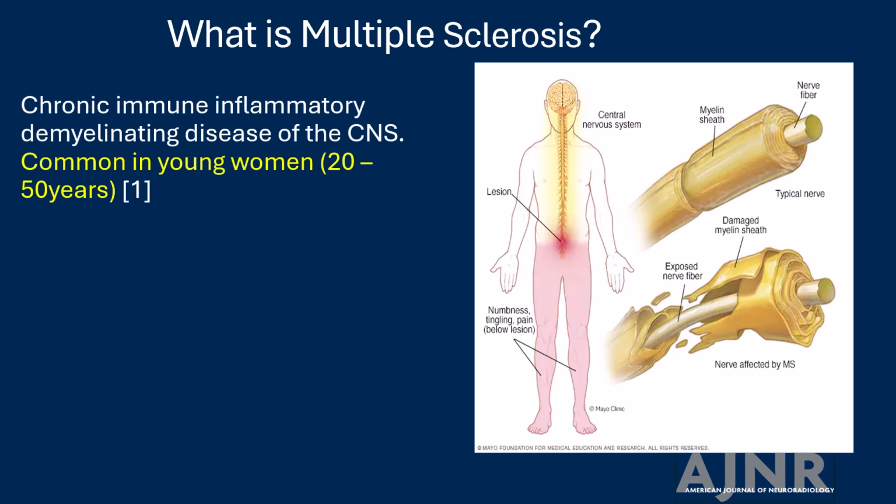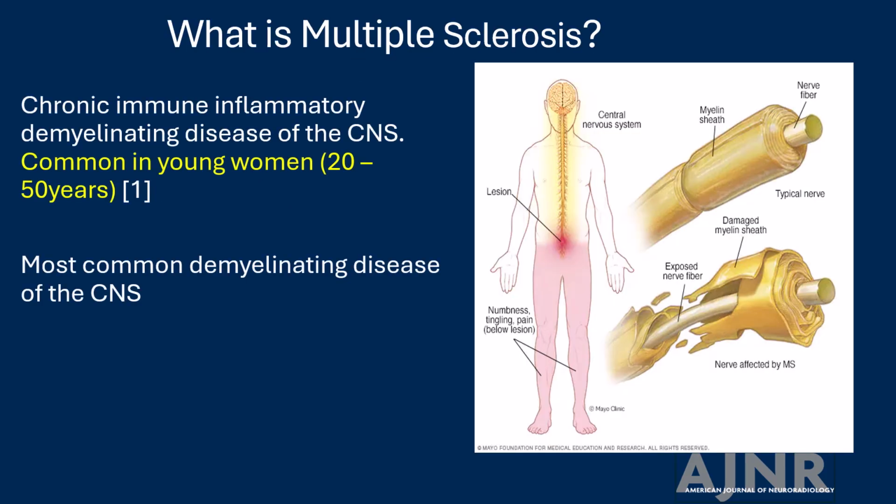So multiple sclerosis is a chronic inflammatory disease of the central nervous system. And what happens here is that the immune cells of the human body start to eat away the myelinated axons in the central nervous system. It's very common in young women, especially between the ages of 20 and 50.